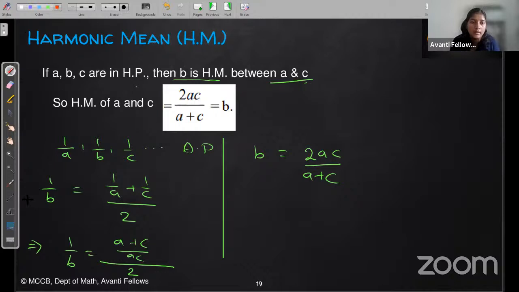So is this clear to you all? Any doubt in this? This is nothing but the harmonic mean between two terms. If A, B, C are in HP, then the harmonic mean will be B, which is equal to 2AC divided by A plus C. So please do remember this. If this is clear to you all, then we'll go to the next one.